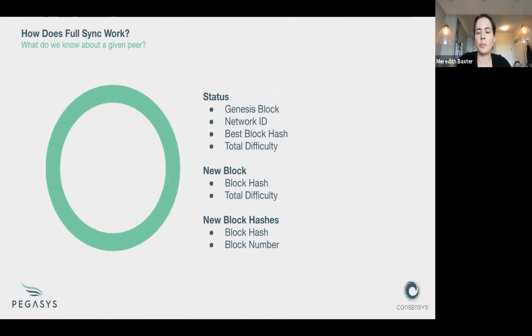And what do we know about these peers? When they connect, they'll send us a status message. So that tells us what network they're running on. And it also gives us information about their chain head, their best block hash, and total difficulty. And then as blocks propagate across the network, we can watch for those messages to see if peers are advancing, so we can kind of estimate where their chain is.